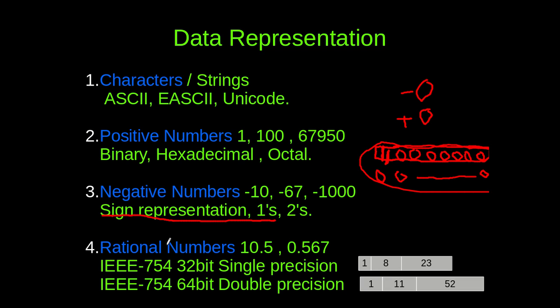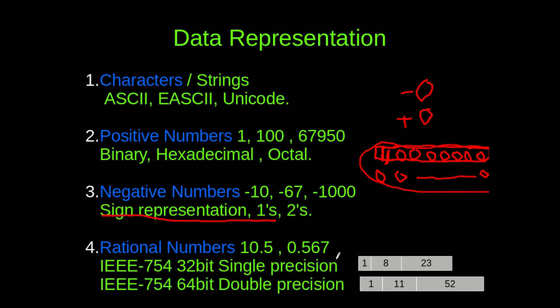Rational numbers, where we have division, 5/3, 3/5, and decimal points. For example, 10.5 and 0.567. We showed how we can represent these, and there's a whole video on this.